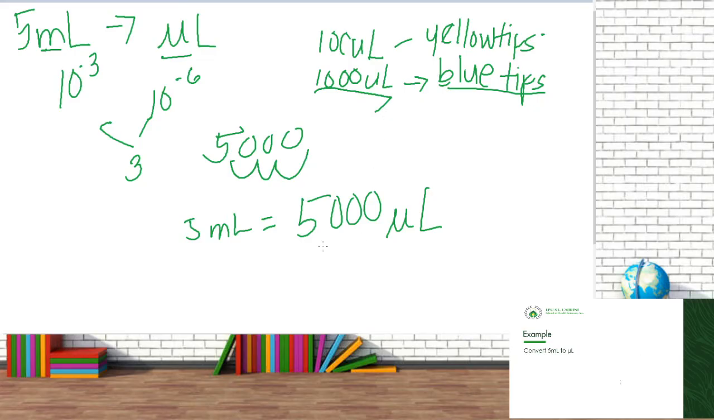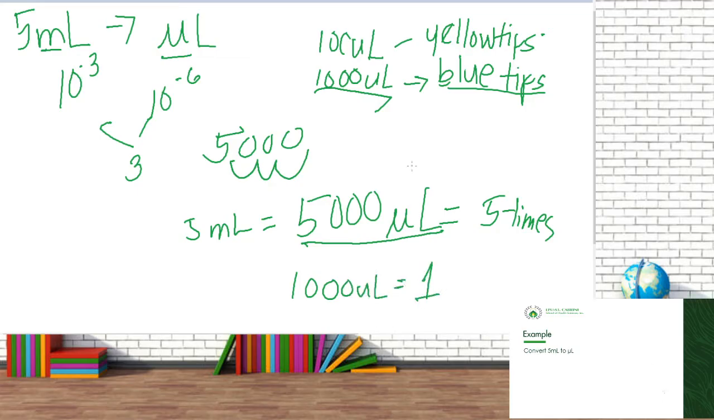to aspirate 5,000 UL. So meaning to say, you have to aspirate and you have to dispense 5 times. Sir, bakit po 5 times? 1,000 UL ang capacity ng isang tip. So times 5 will give you 5,000 UL.